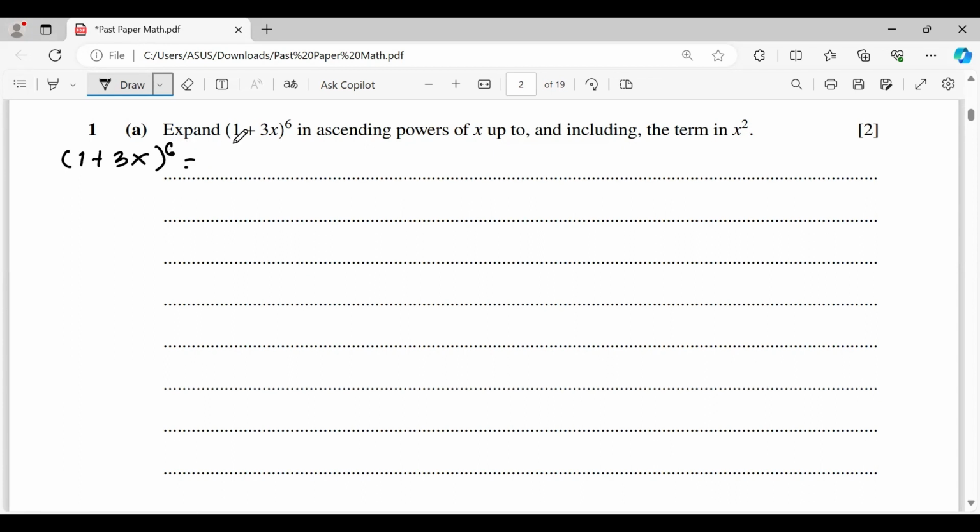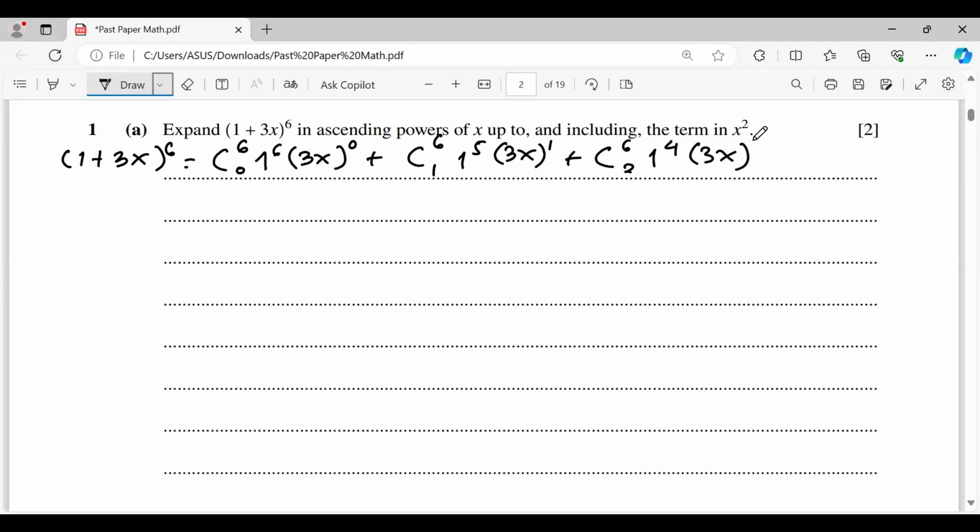So (1 plus 3x) power 6, we can write it down as combination 6, 0, 1 power 6 times (3x) power 0, plus combination 6, 1, 1 power 5 times (3x) power 1, plus combination 6, 2, 1 power 4 times (3x) squared, plus and so on until combination 6, 6, 1 power 0, (3x) power 6.